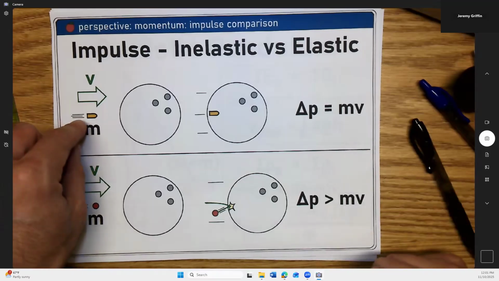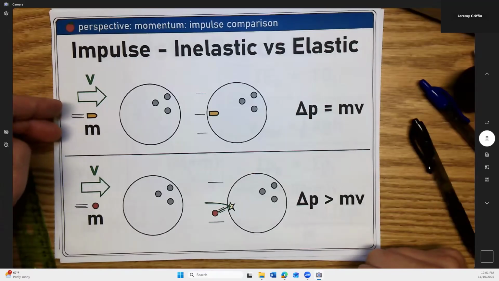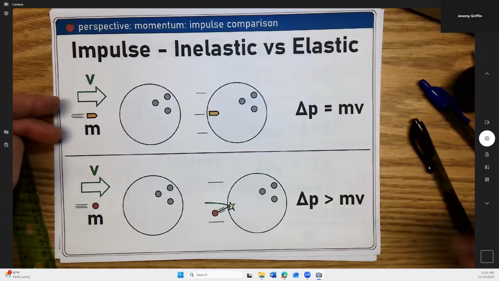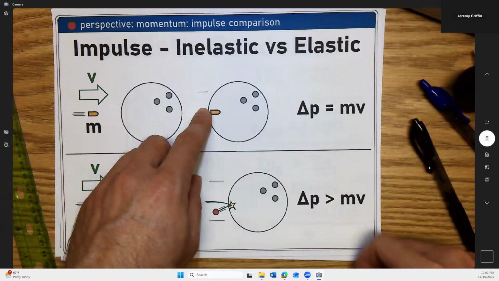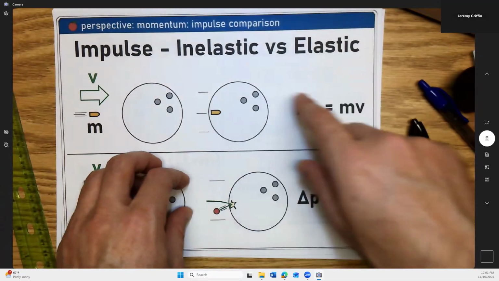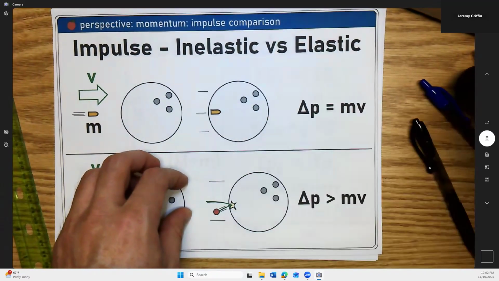So let's throw some numbers. Suppose this bullet comes in with like 10 units of momentum. You guys see it coming in? Maximum velocity is like 10 units. And it embeds in the bowling ball. Now, don't these two objects together have like 10 units of momentum? Yeah, it just rolls off with 10 units of momentum.